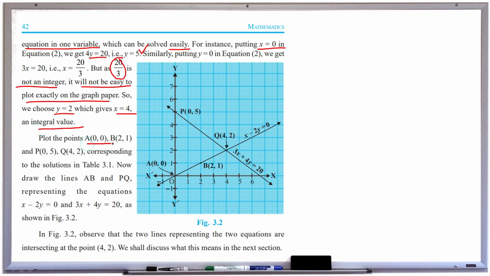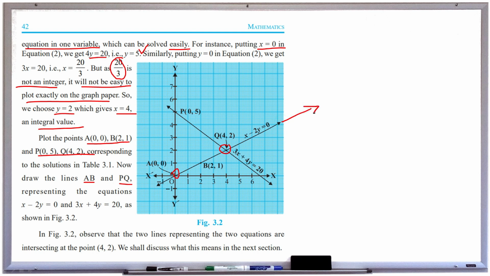Plot the points A (0, 0), B (2, 1) and, on the other line, P (0, 5), Q (4, 2) corresponding to the solutions in table 3.1. Now draw the lines AB and PQ. When you draw the line AB, locate the points (0, 0) here and (2, 1). You will get this line.